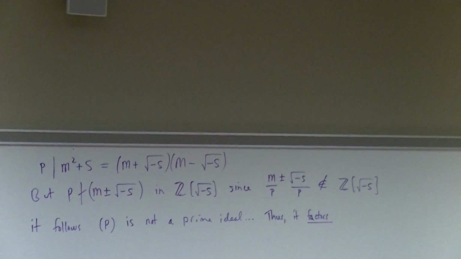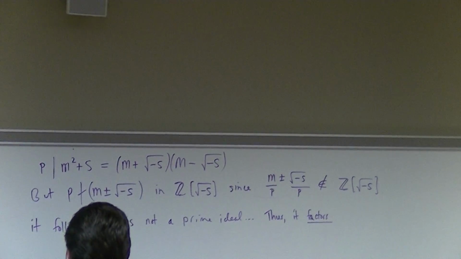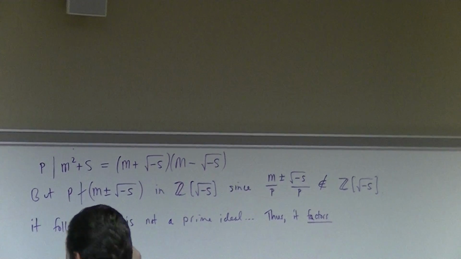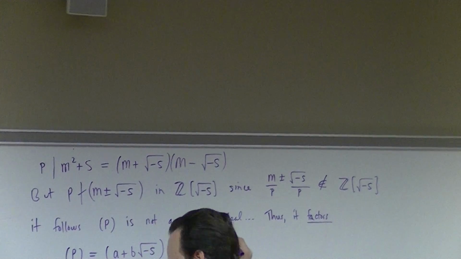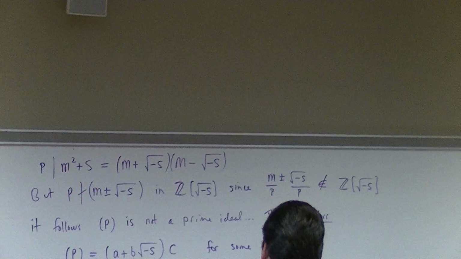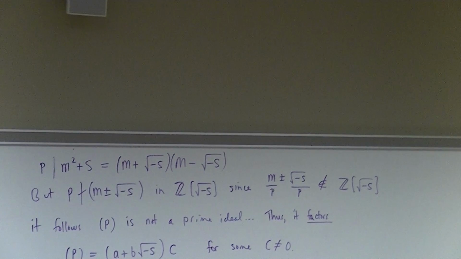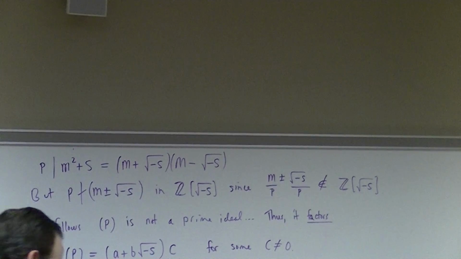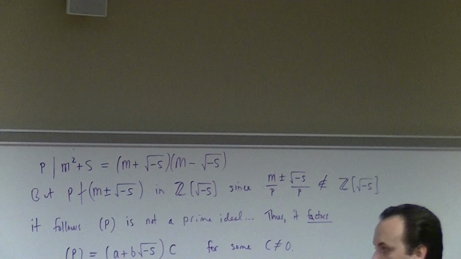So he says the easy case is when one of the factors is a principal ideal. So suppose that one of the factors is a principal ideal. The ideal p factors as, let's say, a plus b times the square root of minus 5 times some other ideal c, where c is a non-trivial ideal. Well, if you take conjugates, what do you get there? If we conjugate this, what do we get?